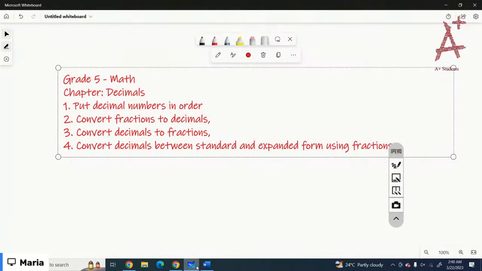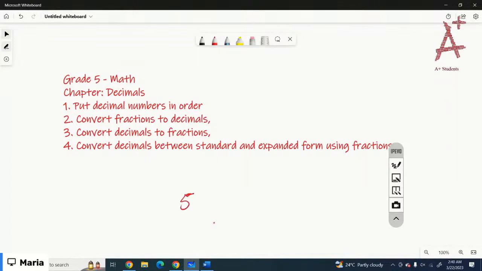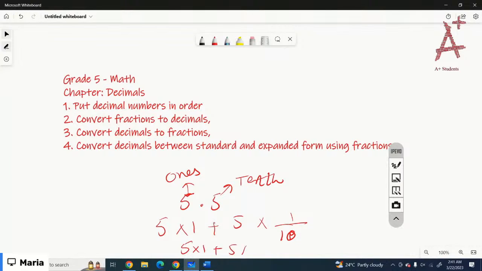By the 10th power? What do you mean? 5.5 by the 10th power, what do you mean? 5 is at the ones position and 5 is at the tenths position. If you have to write them down in expanded form, it would be 5 times 1 plus 5 times 1 over 10. Got it? Or either it would be 5 times 1 plus 5 times 0.1. You're asking the same thing or something else?